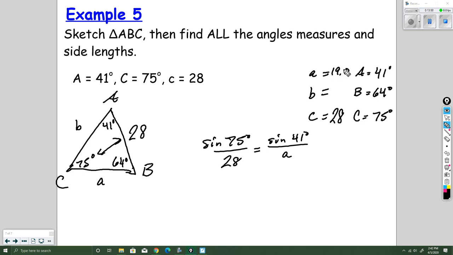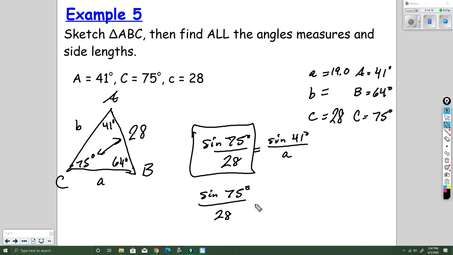And then if we set up the ratio for finding B, once again, we could still use this same first ratio. I always stress consistency. We already know this angle and its opposite side, so we can set this ratio equal to sine of angle B, which is 64 degrees, over side B. So 28 times sine of 64 degrees divided by sine of 75 degrees will give us B, and we get 26.1.